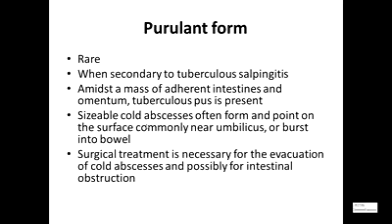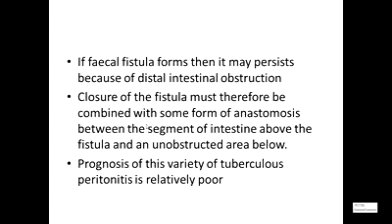Surgery in this form is really challenging because usually the abdomen is frozen and thick adhesions have formed. If fecal fistulas are formed, they may persist because of distal obstruction, so resection of the involved segment is important. Closure of the fistula must therefore be combined with some form of anastomosis between the segment of intestine above and the affected area. Prognosis of this variety of tuberculous peritonitis is relatively poor.